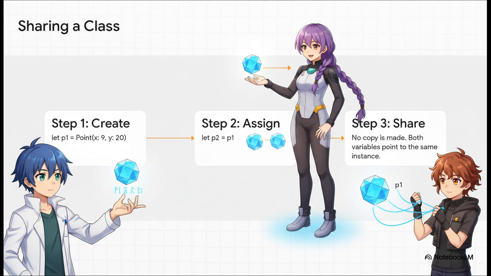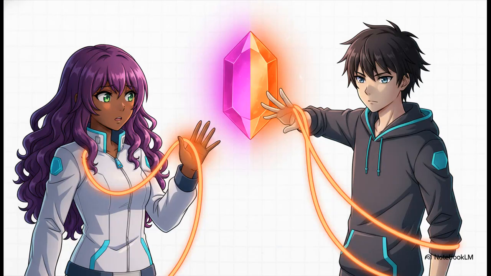But now, pay close attention to step 3. Because this is a class, no new copy is made. Instead, P2 just becomes another name, another pointer looking at the exact same point object that P1 is already looking at. And just like before, we're going to run the same experiment. We'll change the x value on P2 to 99. So, knowing that P1 and P2 are just two names for the same thing, what do you think's going to happen to our original P1 this time?